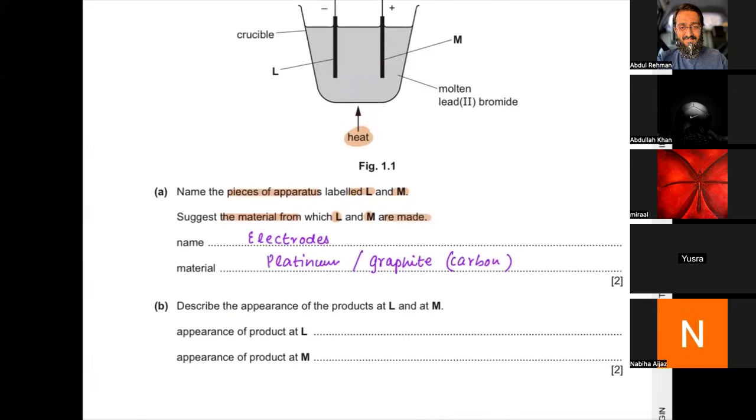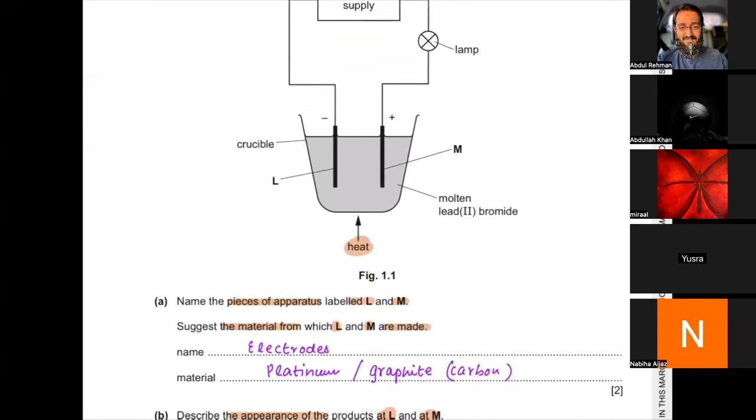Now, next part. Describe the appearances of the products at L and M. L is a negatively charged electrode, so it is going to attract the positively charged ions, which are lead. When the lead gains electrons at L, it turns into lead metal. Due to the high temperature we discussed earlier in electrolysis, it appears as molten.